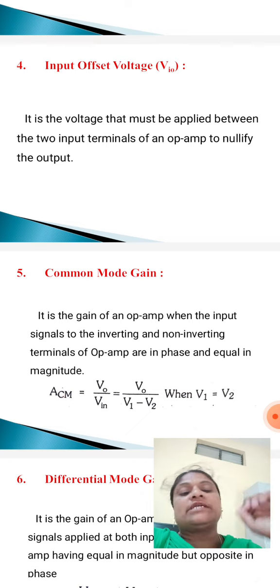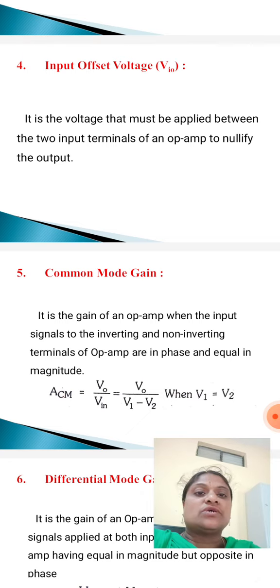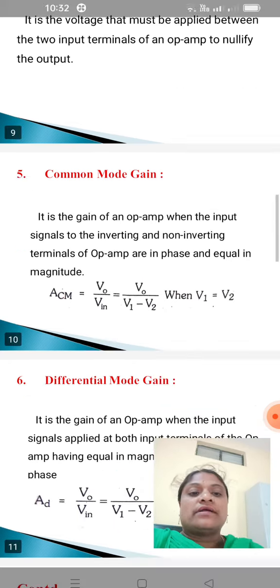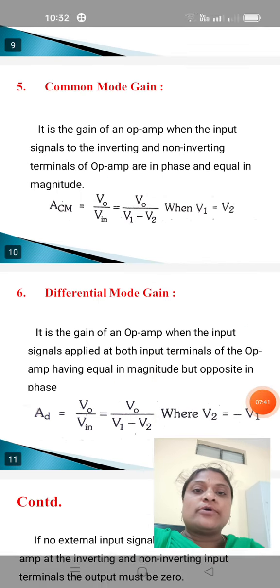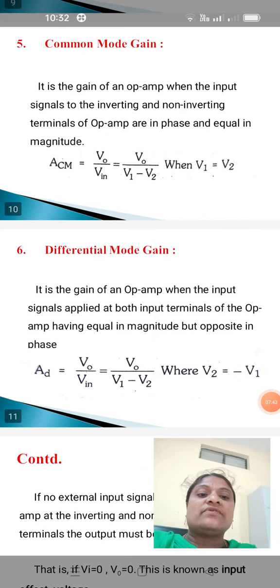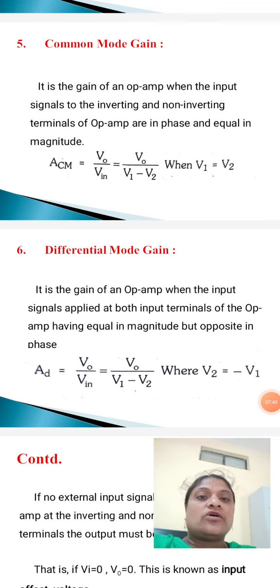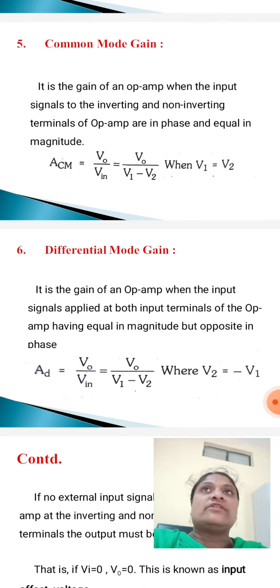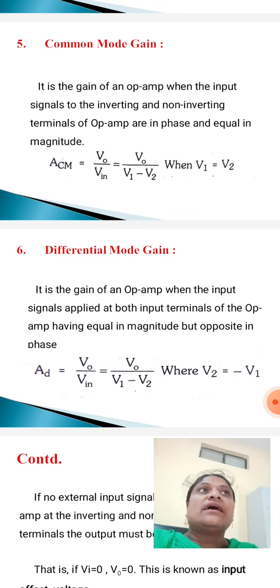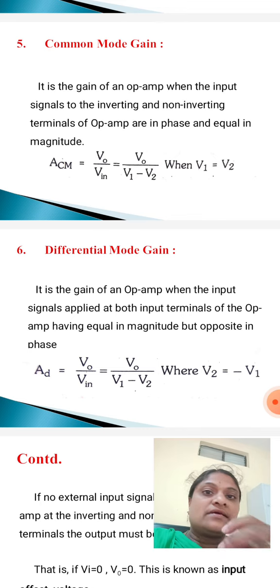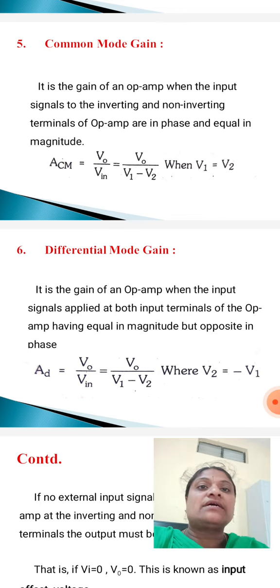That is nothing but input offset voltage. The next important specification of the IC 741 op-amp is the common mode gain. We know the common mode signal and the differential mode signal. So what is the definition and what is the functioning of common mode gain?